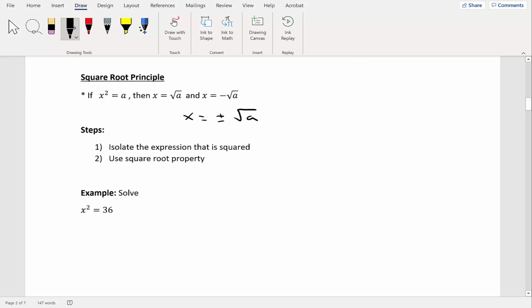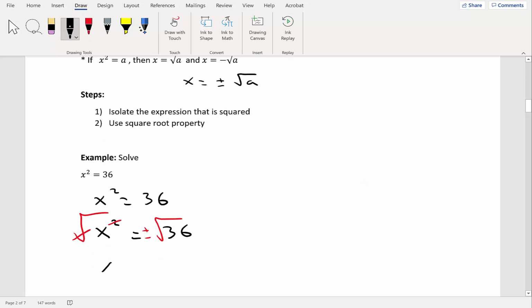So let's take a look at this next example. So we have x squared is equal to 36. My expression that's being raised to the second power is already isolated. So what I'm going to do now is go ahead and take the square root of both sides. And now on the right hand side, just remember that plus or minus. So square root and second power, these cancel out with each other.